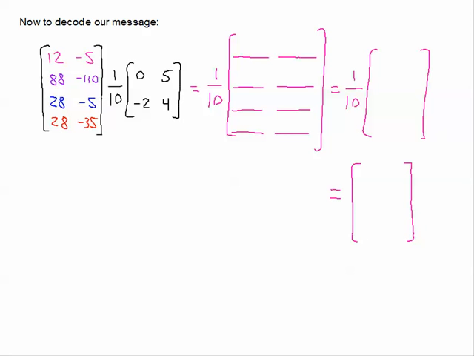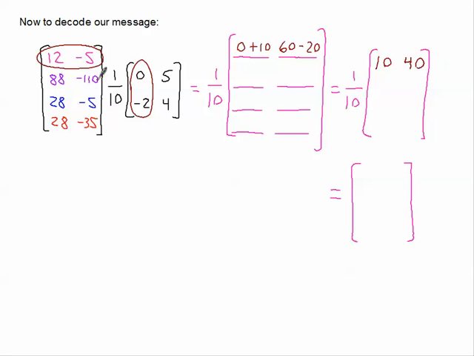So let's do our matrix multiplication again. I'm going to circle the first row and the first column. And here we go. We've done this a few times now. 12 times 0, negative 5 times negative 2. 12 times 5 is 60. Negative 5 times 4 is negative 20. That subtracts to 40.